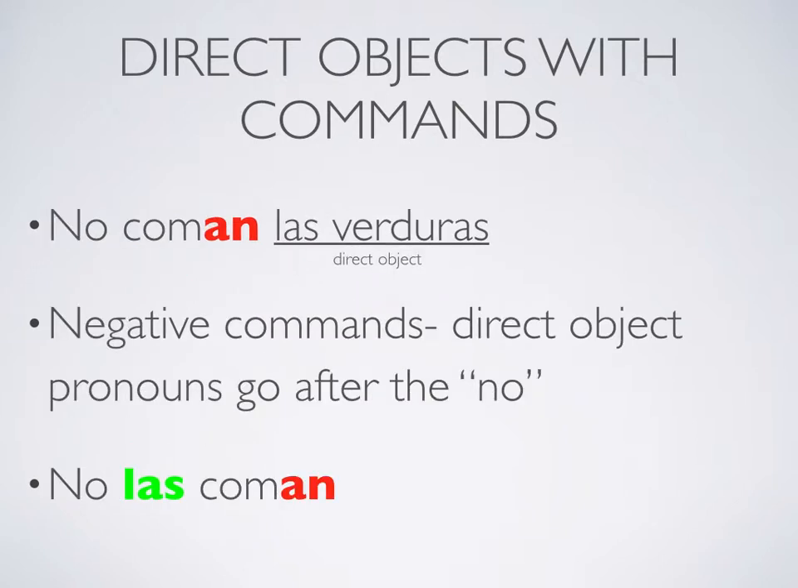When you have a negative command, or when you're telling someone not to do something, the direct object pronoun goes after the no and before the verb. So you have no las coman.